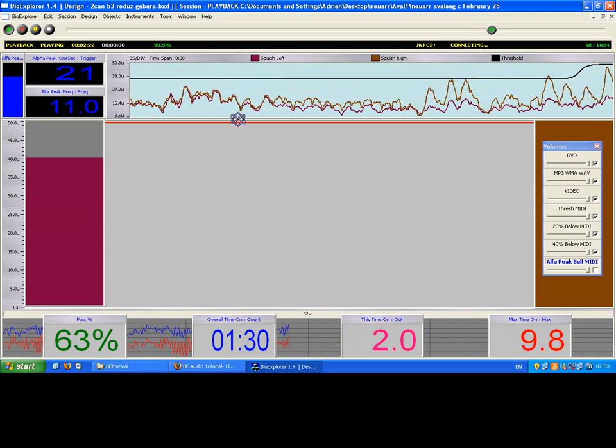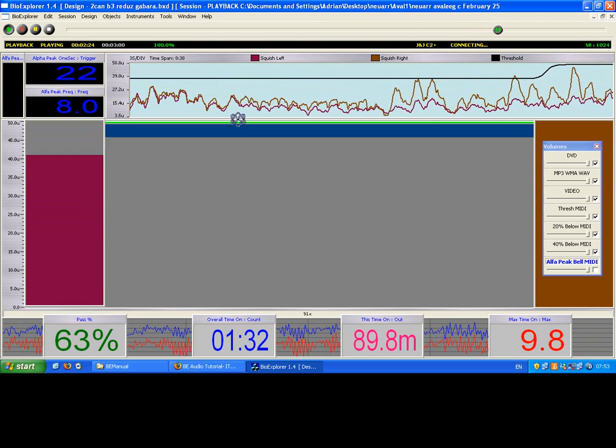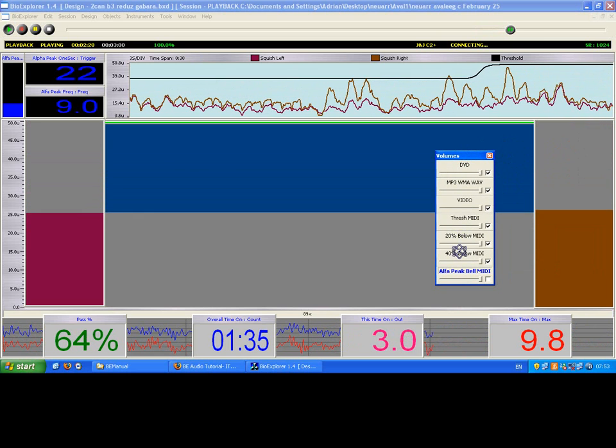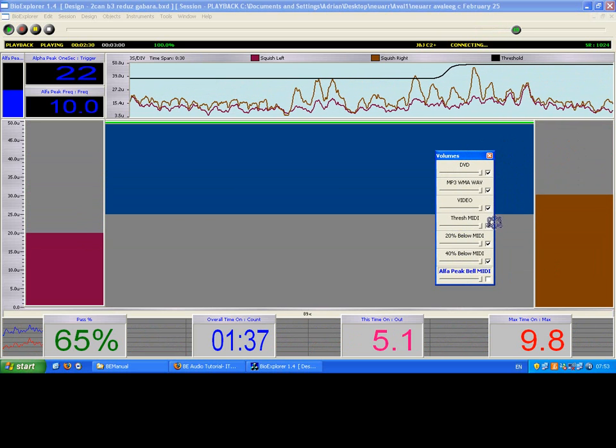Let's raise this threshold up so that the ratio, always relative to the threshold, will have more room to play. And now you can hear, right, I'm coming in on the 40%.